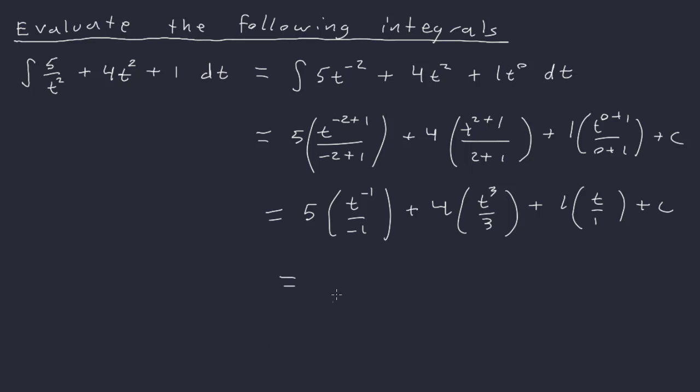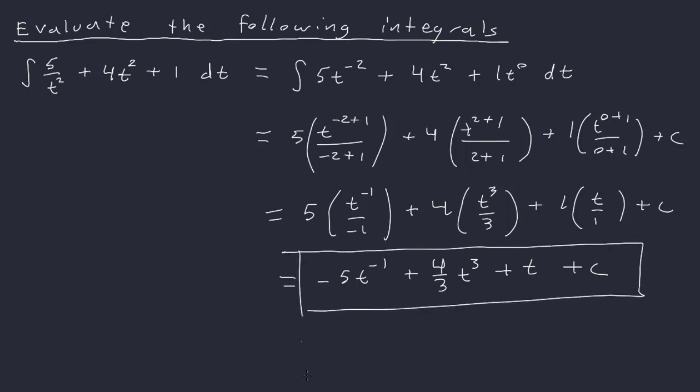All right, and if we make this look a little nicer, we'll get negative 5t to the negative 1 plus 4/3 t cubed plus t plus c. And there we go. There's our final answer. Yes, you can leave it like this, or you could rewrite it as negative 5 over t if you prefer. Notice I moved the fraction outside, and often that's how I write these.